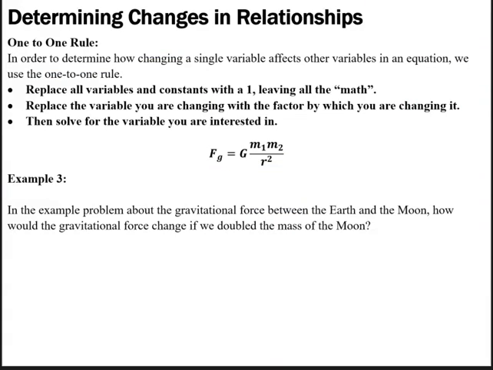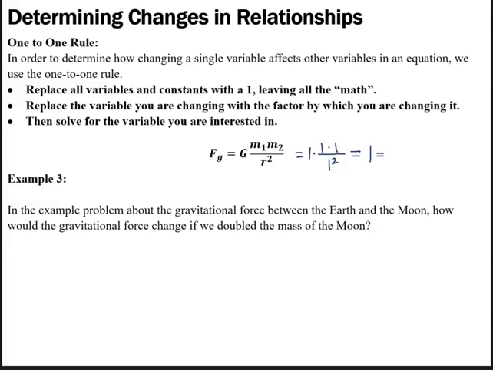So the one-to-one rule allows us to determine how changing a single or even multiple variables affects other variables in an equation. What we do is we take our equation and we replace all of the variables and constants with a 1, leaving all the math. So what that means is G is a 1, and it's being multiplied times 1 for our mass 1, 1 for mass 2, divide by 1 for the radius squared. So that's where we leave the math. We have the multiplication, the division, and the exponent. Now, if I work all this out with all these ones here, I'm going to get 1.